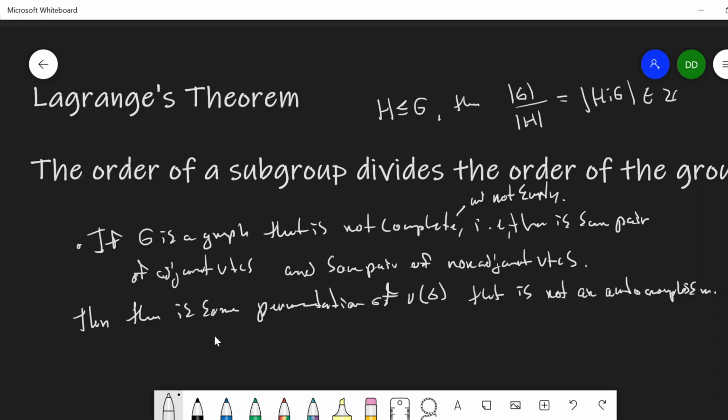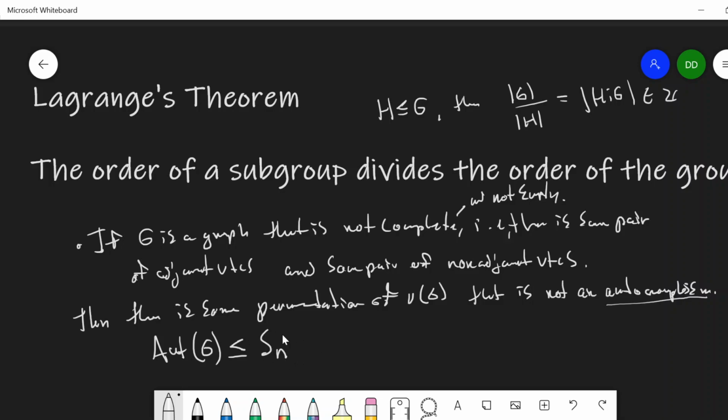For example, you can't swap the pair of adjacent vertices with the pair of non-adjacent vertices. That would not preserve edges, right? That would not preserve edges, and so that permutation would not correspond to an automorphism of G. So what this means is that for G, a graph with some pair of adjacent vertices and some pair of non-adjacent vertices, the automorphism group of G is a subgroup of the automorphism group of Kn, which we know is Sn. So it is a subgroup of Sn, of all the permutations.